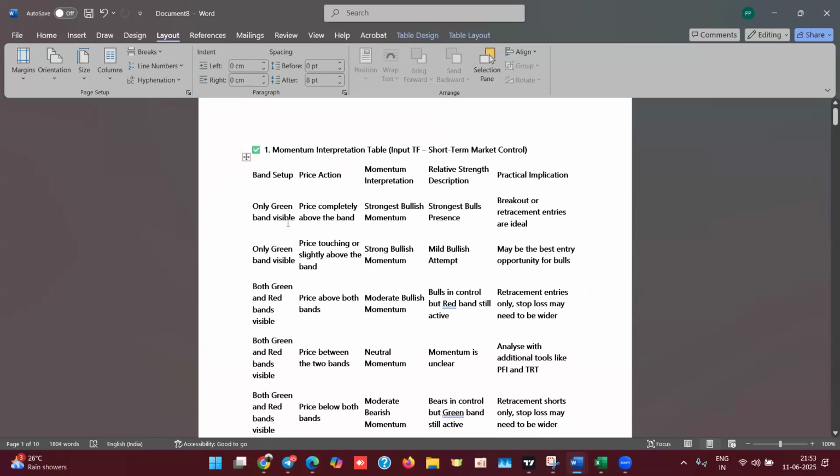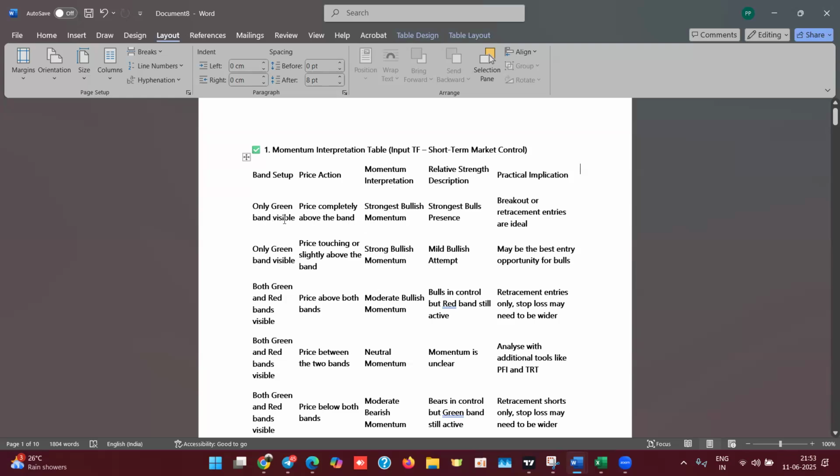Only green band visible, red band is absent. Means the gradient of input time frame, only green is visible, red is absent. That means bears are absent and price is completely above the band. That means even the low of the candle is not touching this green band.